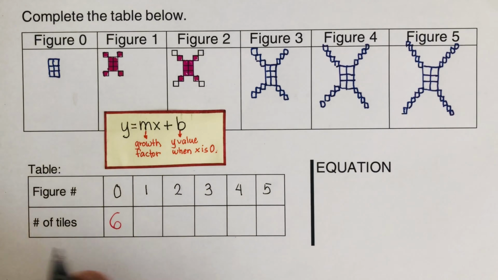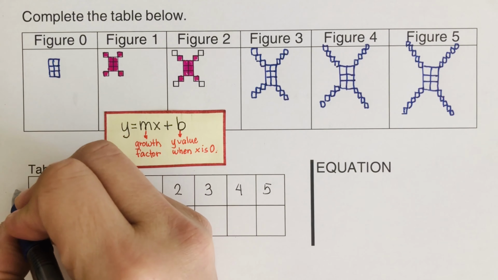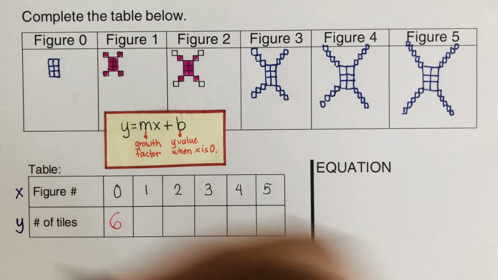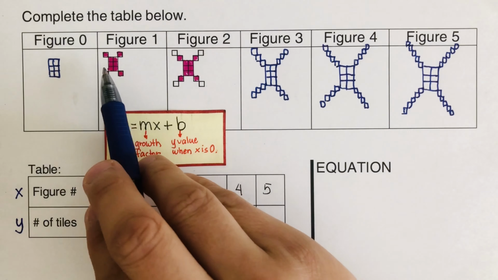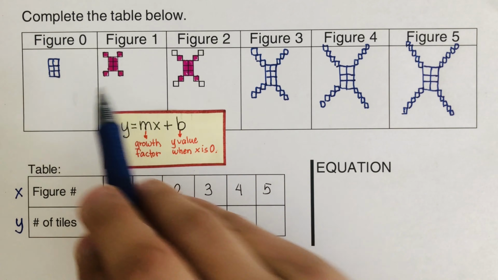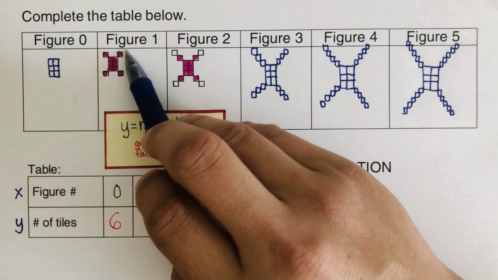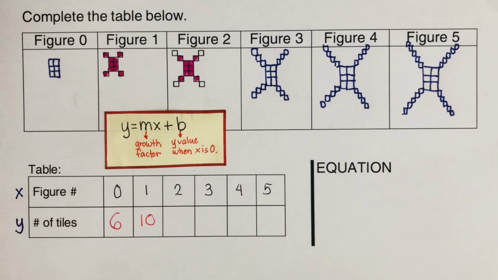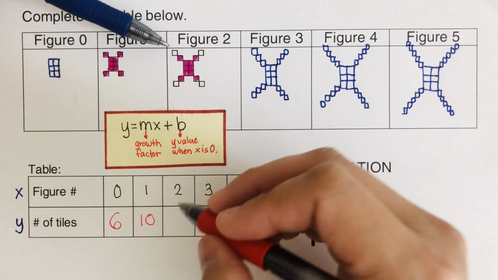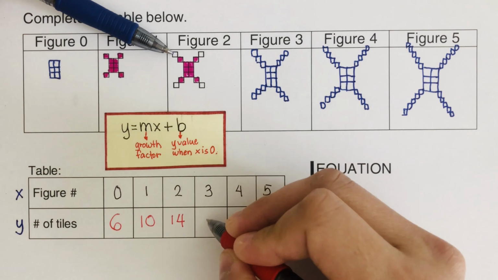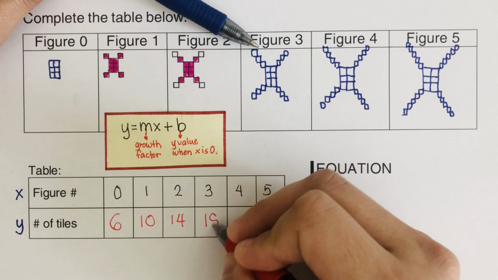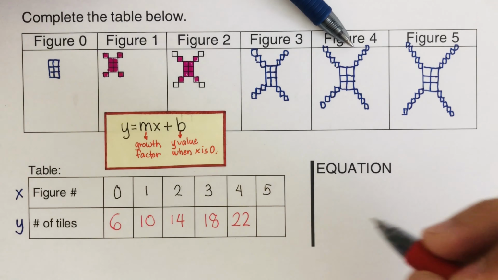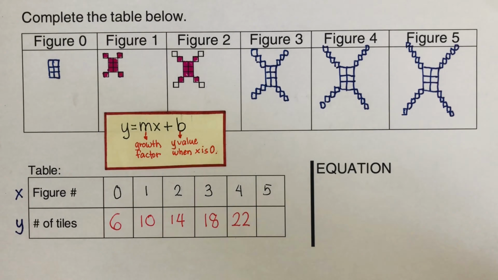Again, please remember that figure number is represented as the letter x and the number of tiles is represented as the y variable. So figure 1, there's going to be 6, 7, 8, 9, 10. So there's going to be 10 tiles. Figure number 2 here will be 14 tiles. Figure 3 is 18. Figure 4 would be 22. And figure 5 would be 26.